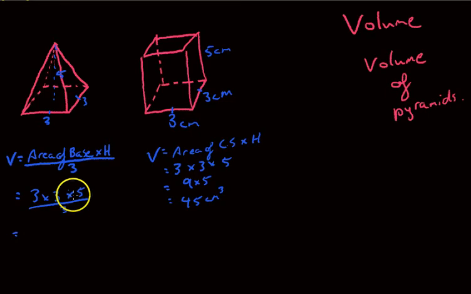Now 3 times 3 times 5 is 45, same as the area of our prism, and then we divide the whole thing by 3. So we get 15 centimeters cubed. So the takeaway here is that the volume of a pyramid is equal to 1/3 of the box that it would fit into, of the prism that it would fit into. We might just look at one more of these.